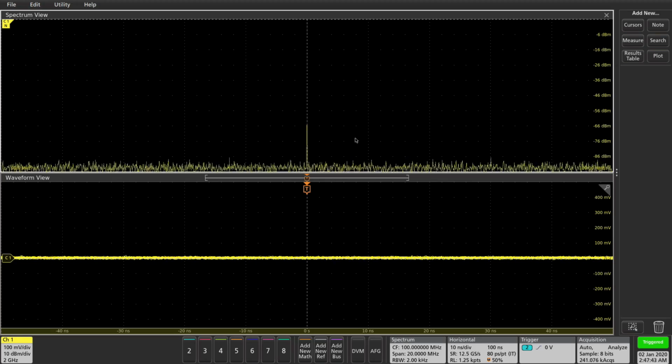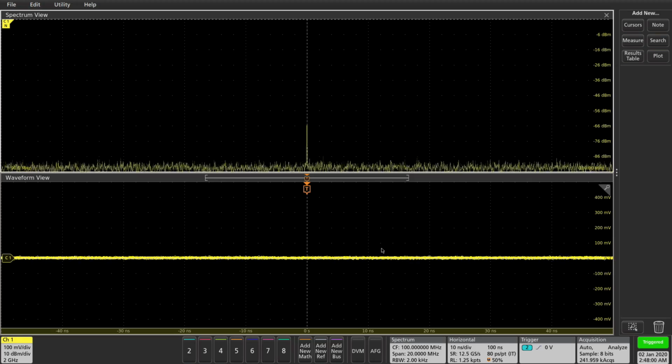And here's the screen of the MSO5. At the very top we have the spectrum view. Center frequency is 100 MHz and the span is 20 MHz. Resolution bandwidth is 2 kHz. And at the bottom we have the time domain view, 10 nanoseconds per division, and we have a vertical spacing of 100 millivolts. So this looks very nice.